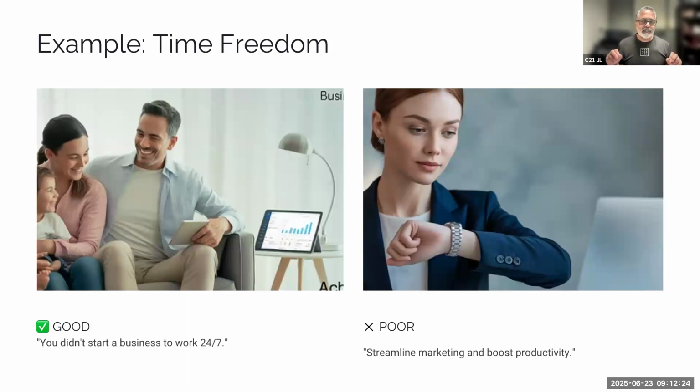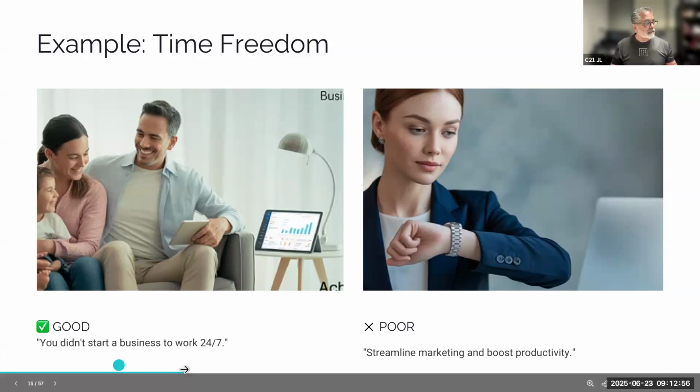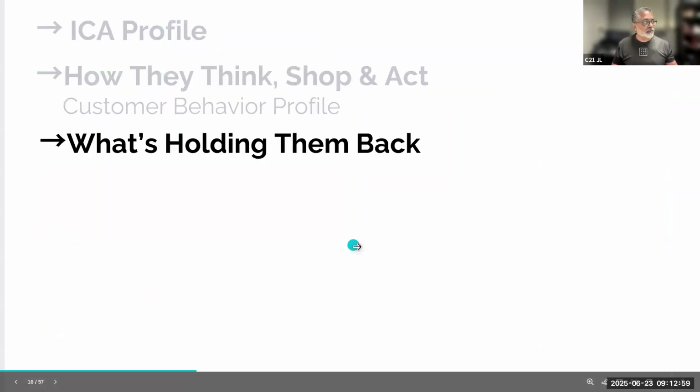If you're talking about time freedom, let's say time freedom, the ad on the right is a poor version. It says streamline marketing and boost productivity. Well, that is not going to hit an emotional trigger. The left one says you didn't start a business to work 24/7. Like, huh, I didn't start a business to work 24/7. The left one will hit a trigger over the right one. So if you're doing ads like the one on the right, trying to make it all fluffy, it is not going to hit home to anybody. So you want to make sure that you do the ads the way they're supposed to.